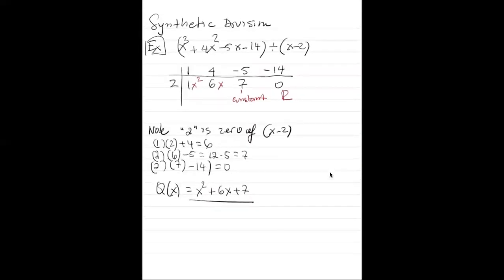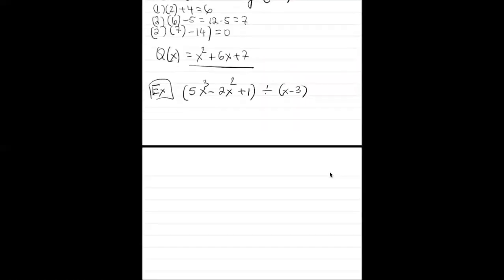Another example. We're dividing 5x to the third minus 2x squared plus 1 by x minus 3. So we're going to do the long division first. 5x to the third minus 2x squared. You notice there's no x, so missing term, leave space, plus 1, dividing by x minus 3. So what times x is 5x to the third? 5x squared. Multiply, and we get 5x to the third. The first terms always should be the same. That's how we make it, so it cancels.